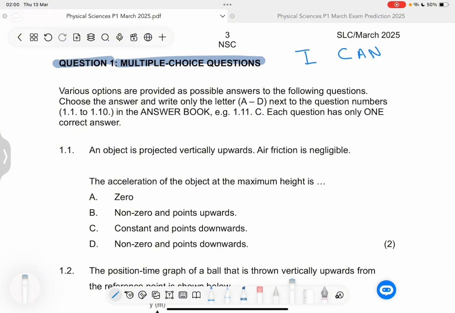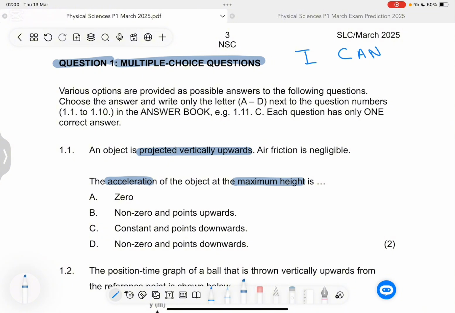Question 1.1 says that an object is projected vertically upwards. Air friction is negligible. They then ask: the acceleration of the object at the maximum height is.